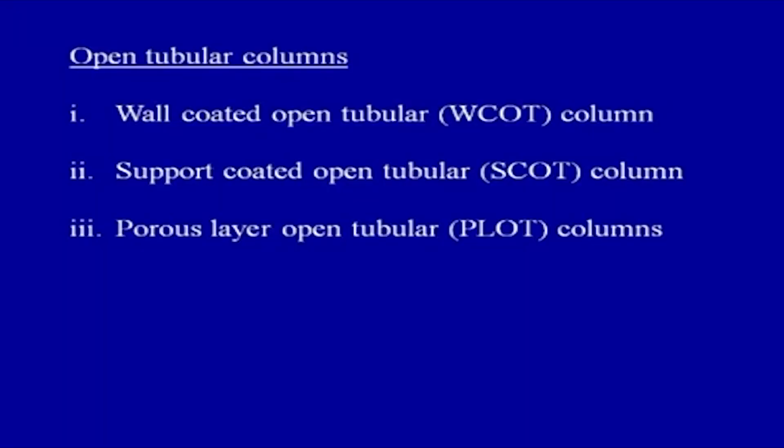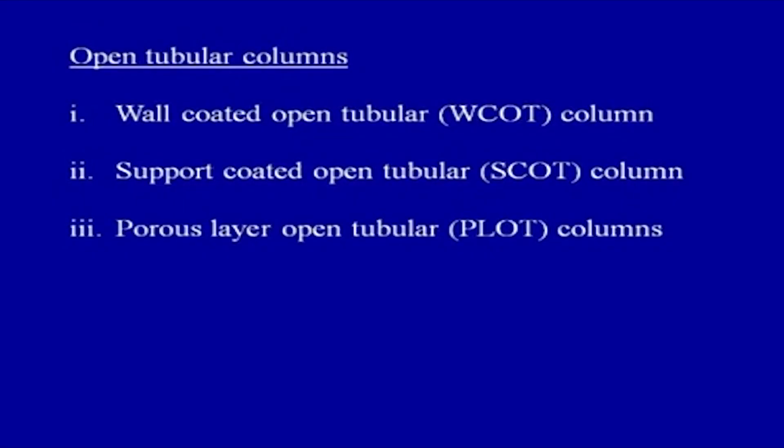Then there could be another one called support coated open tubular column, SCOT. Here a support matrix is bonded to the walls of the capillary column. So, the stationary phase is not directly linked to the wall of the column, rather it is linked through a supporting matrix. The stationary phase is coated onto the support and the support is coated onto the wall. Then there could be another one called porous layer open tubular columns, which is a kind of support coated column used for adsorption work. So, the two main ones are wall coated and support coated open tubular columns.